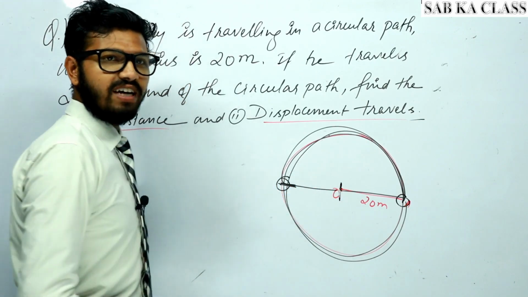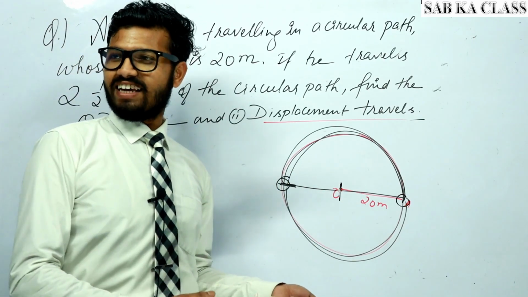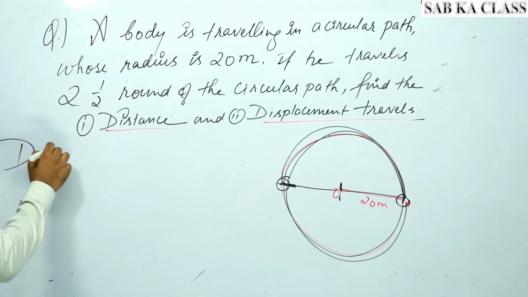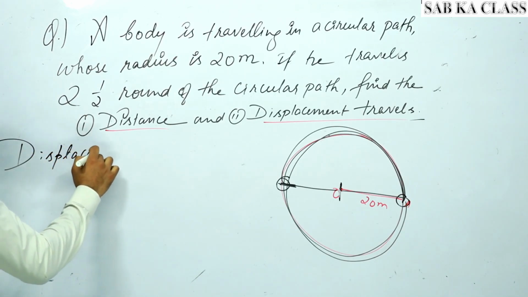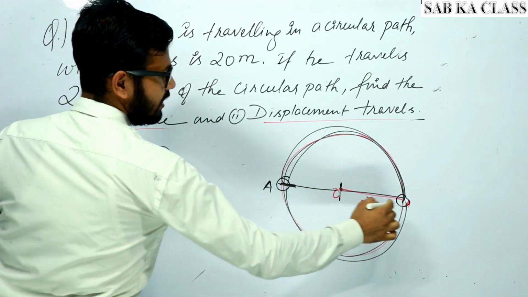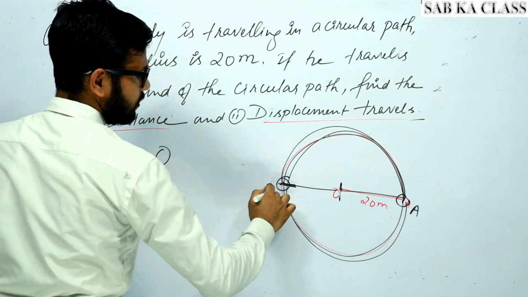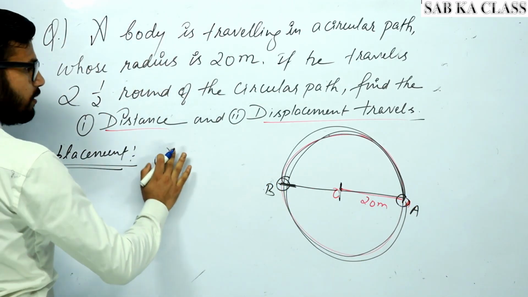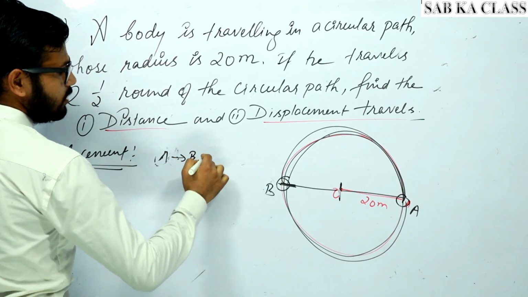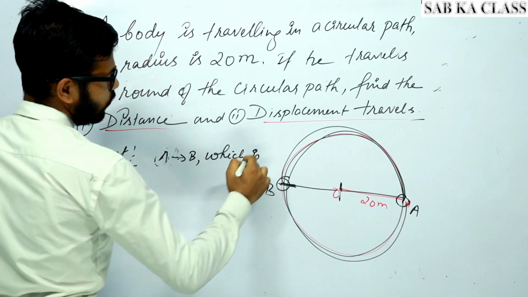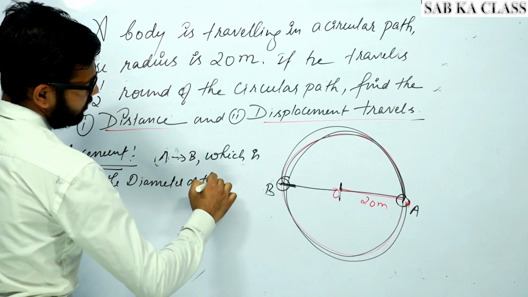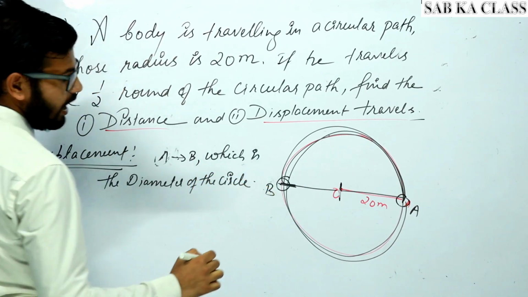So 20 plus 20, how much is it? 40. The diameter is 40, is not it? So easily we can get what? Displacement is easy. इस केस में displacement is very easy. Displacement is very simple. Let me consider this starting point is A and that point is B. Clear? Displacement is from A to B, that means which is the diameter of the circle? I hope it is clear.